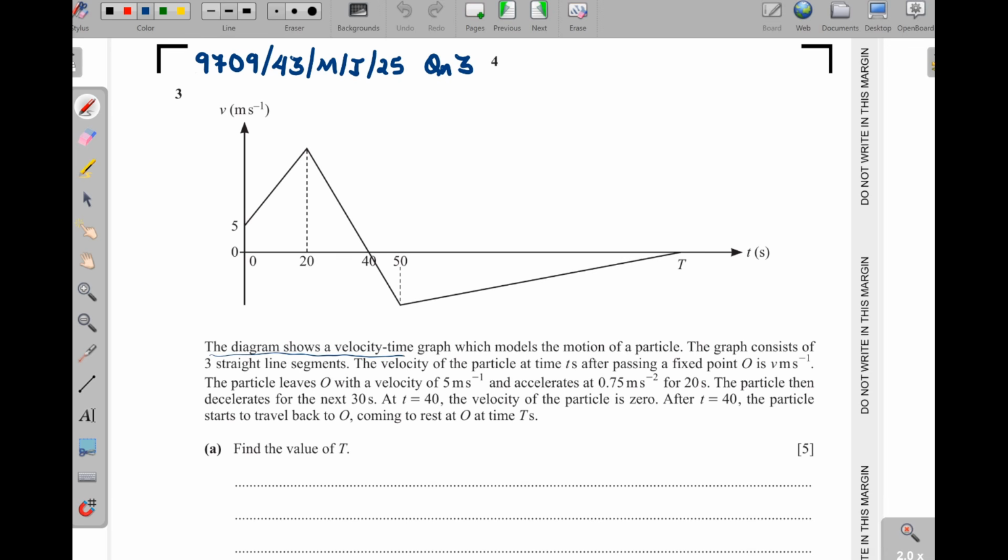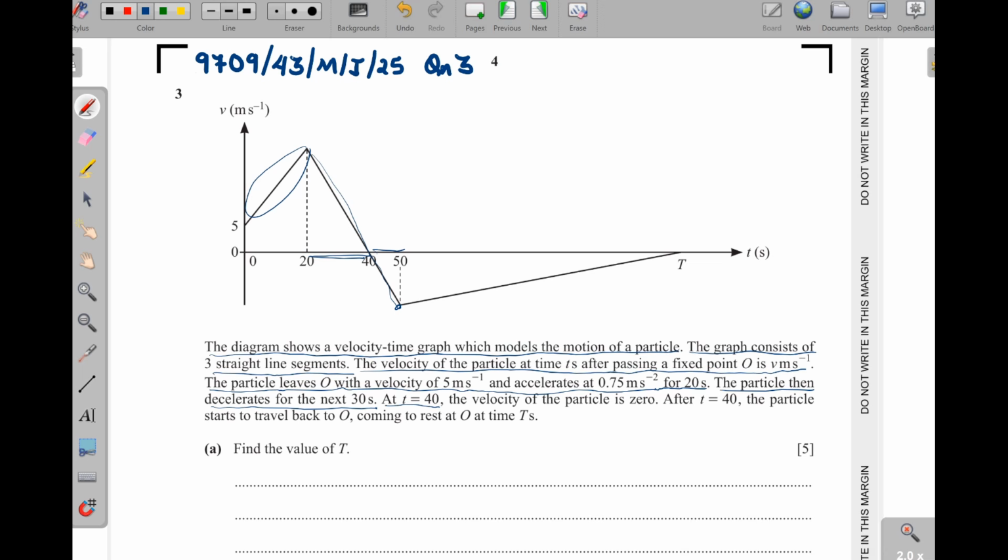The diagram shows a velocity time graph which models the motion of the particle. The graph consists of 3 straight line segments. The velocity of the particle at time t seconds after passing a fixed point O is v meters per second. The particle leaves O with a velocity of 5 meters per second and accelerates at 0.75 meters per second squared for 20 seconds. So they are talking about this one here. The particle then decelerates for the next 30 seconds. This one here. Now these are 20 seconds, then another 10, so up to here.